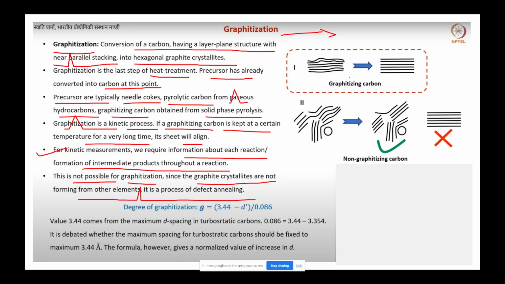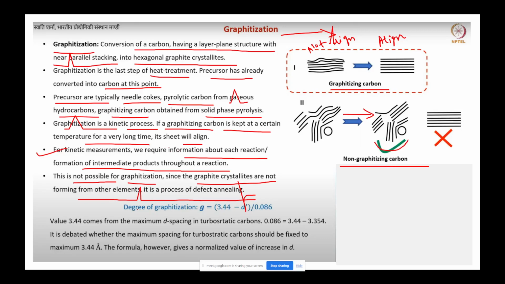So here, graphitizing carbon, as you can see, is not aligned in this case, but after keeping at a certain temperature, it will become aligned. So this is graphitization, graphitizing carbon. And if it is a non-graphitizing carbon, then it will not align. So this is called a non-graphitizing carbon.